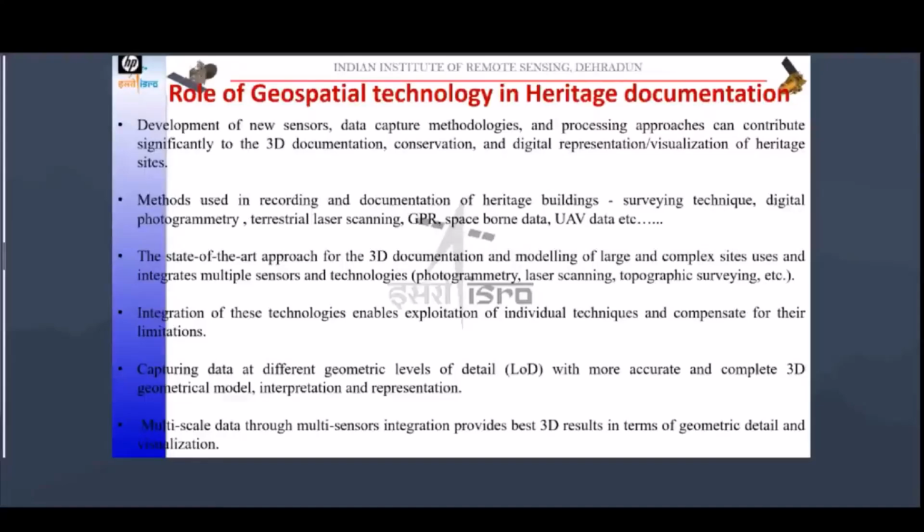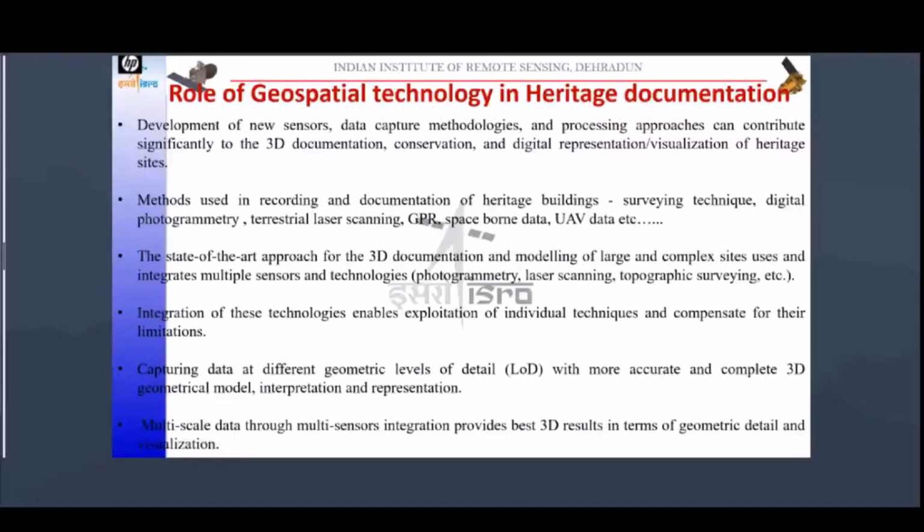The state-of-the-art approach for 3D documentation and modeling of large and complex sites uses and integrates multiple sensors and technologies. So we could use photogrammetry, scanning, topographic surveying, spaceborne data, microwave, GPR data, etc., all together to do a very comprehensive, detailed documentation of various aspects of the heritage site. Integration of these technologies would enable exploitation of the individual techniques and would also compensate for their limitations.